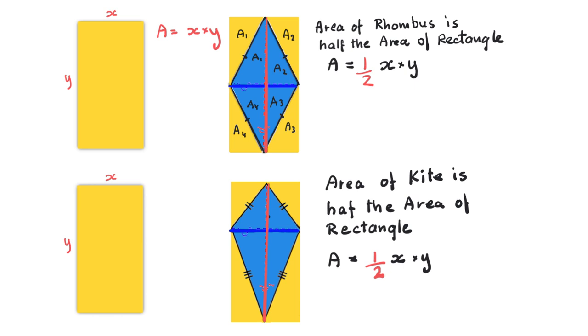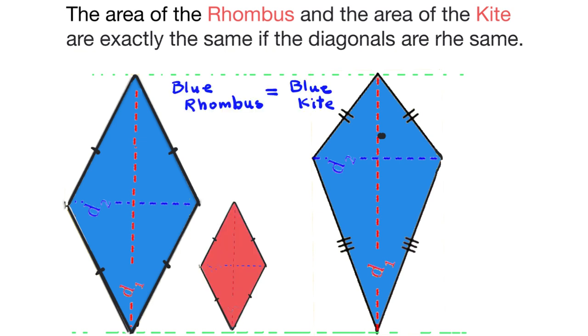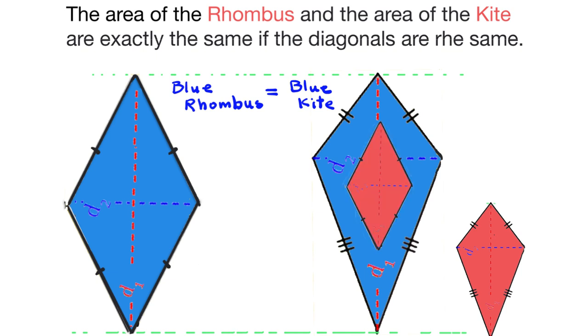And so the conclusion is that the area of the rhombus is exactly the same as the area of the kite if the diagonals are exactly the same. So if the area of my blue rhombus is equal to the area of my blue kite, now I'll introduce a little red rhombus and a little red kite with identical area as the red rhombus. I'll place the red rhombus into my kite, and then I will place my kite into my big rhombus.